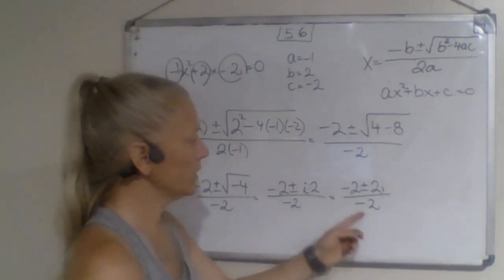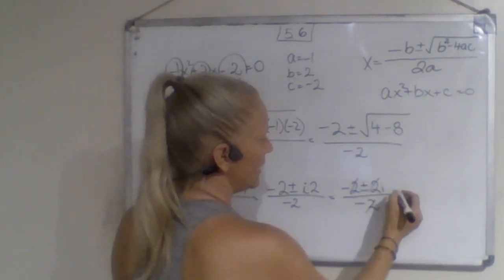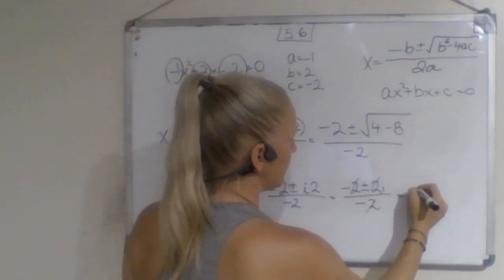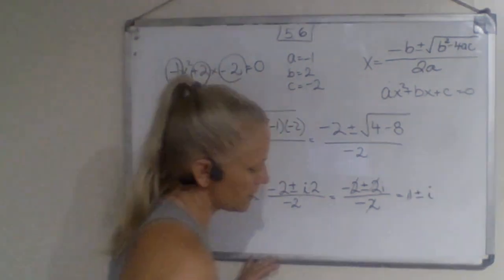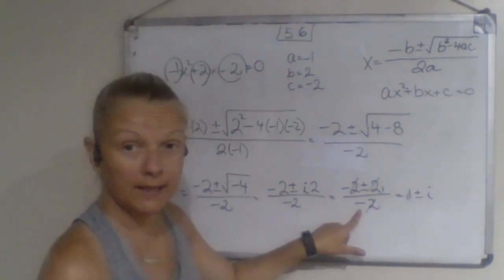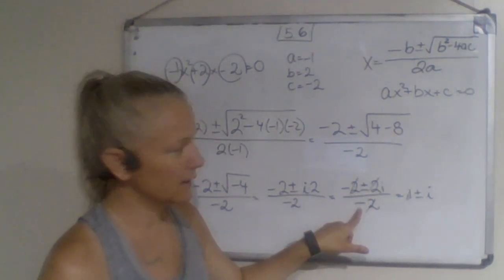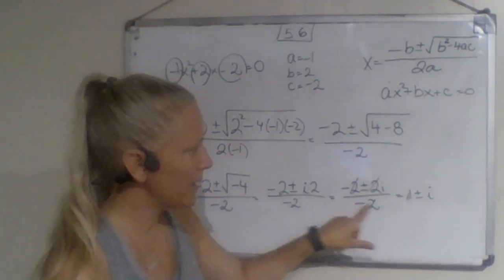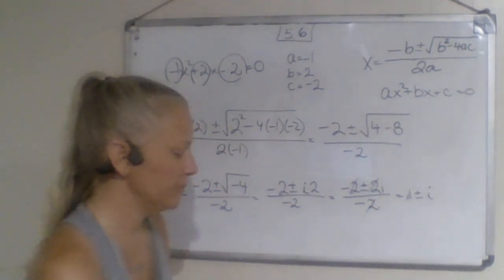I have a 2 and another 2. I can get rid of them, and this becomes 1 plus or minus i as a solution. Why is it 1 plus or minus i? Negative 2 divided by negative 2 gives me a 1. The plus and minus won't change, it stays the same. Because it's a negative divided by a negative, I get a 1. And 2 divided by 2, I get a plus or minus i.